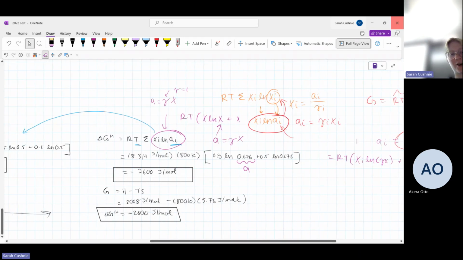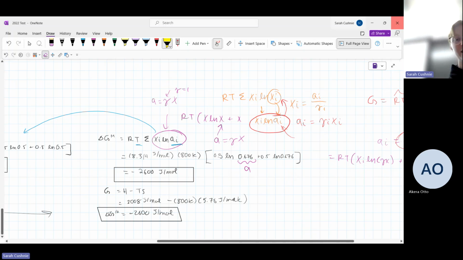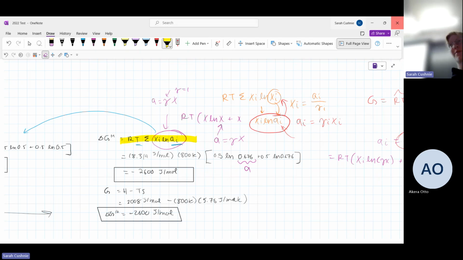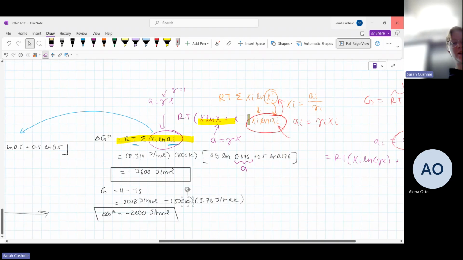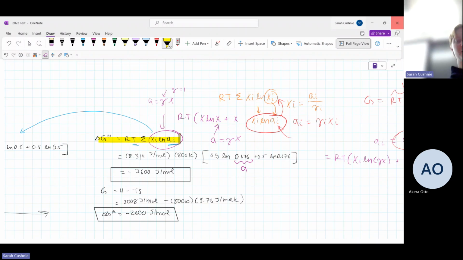Realistically, this is a lot of kerfuffle. Use whatever makes sense to you. These are all correct in their own way. I like to think of it as just RT times the sum of Xi ln ai. That is the base case, and if it happens to be ideal, great, that's the same thing as using the x's. But that is the most generalized formula for the situation. Does that make sense? Beauty.